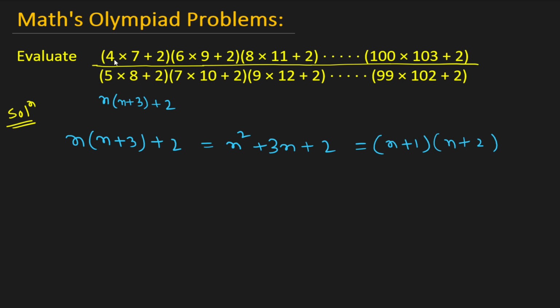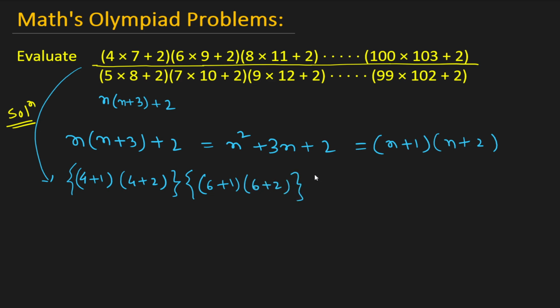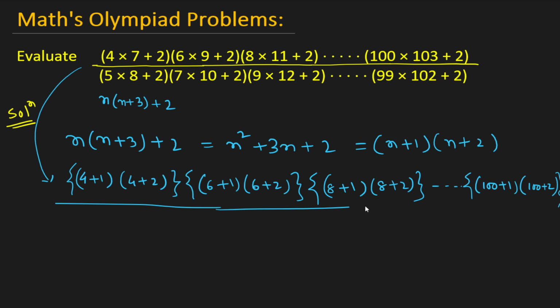Now each and every factor, like this 4 into 7 plus 2, can also be expressed like this. So from this particular line, what can you write now? You see, here n is 4. So it will be 4 plus 1, 4 plus 2. Then the second factor, n is 6, so it will be 6 plus 1, 6 plus 2. Then 8 plus 1, 8 plus 2. What will be the last term? It will be 100 plus 1 and then 100 plus 2.